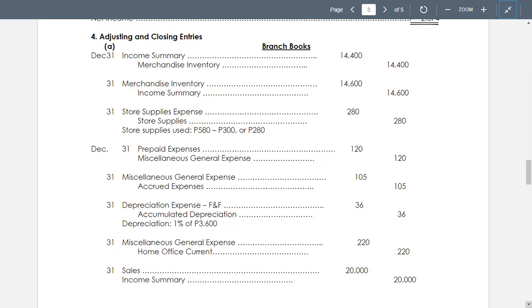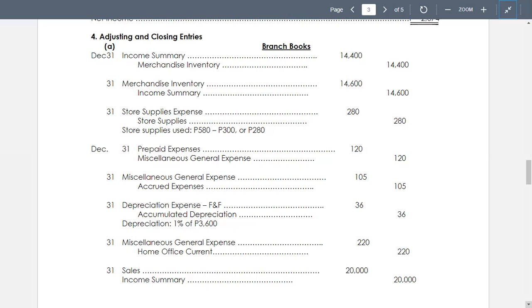Now we have four requirements, but I'm going to begin with requirement number 4 so as to familiarize us with the corresponding adjustments before we move on to the final amounts found in our worksheet. So take note that there are amounts in the worksheet which are no longer the amounts given in the trial balance in the problem, because we already have to reflect the adjusting and even the closing entries. So for requirement number 4, we will just go back to the first 3 requirements afterwards.